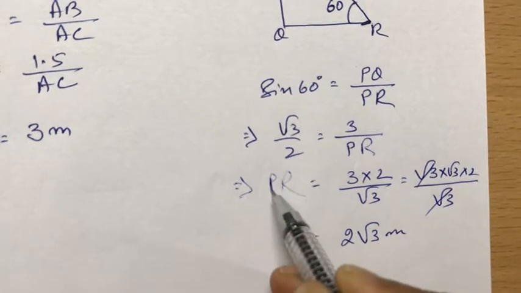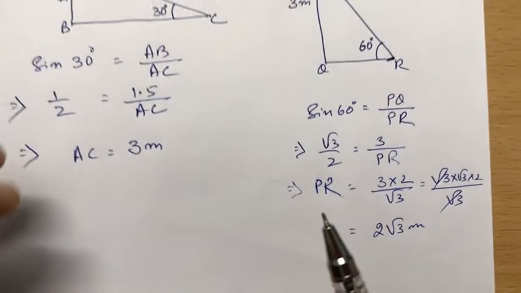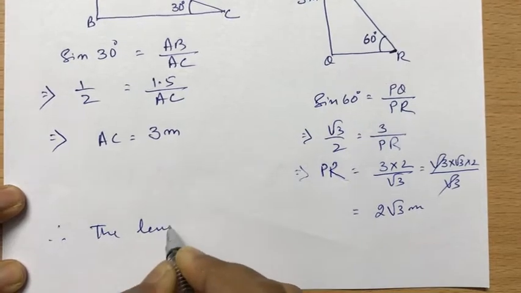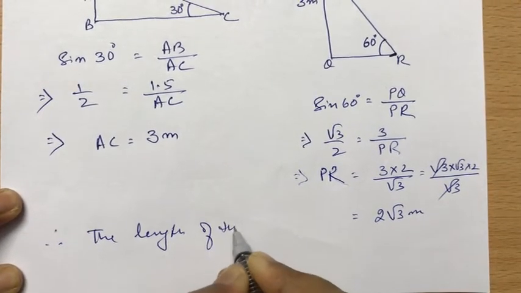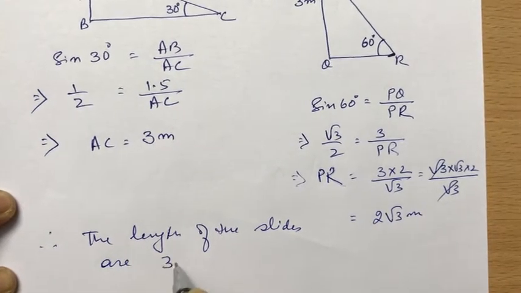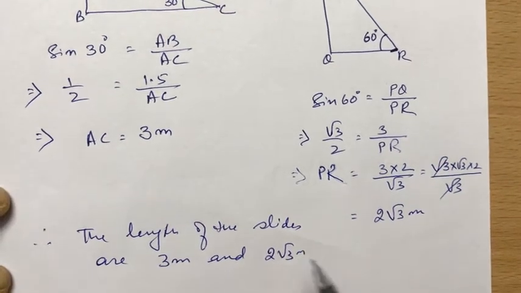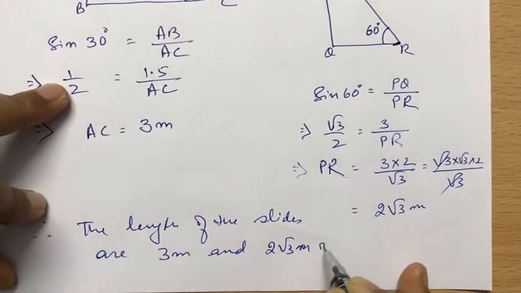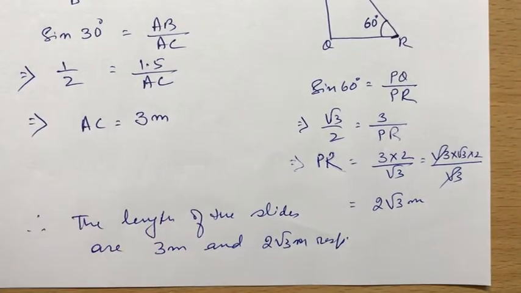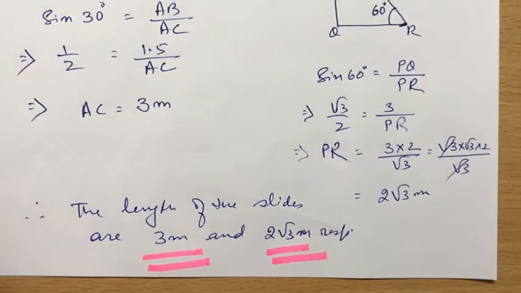Now I have got PR and I have got AC. Therefore the length of the sides are 3 meter and 2√3 meter respectively. Clear? So these are the two values that you should remember.